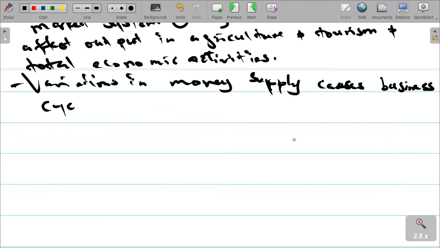I'm sure that you know that the ability of consumers to buy depends on their disposable income. If disposable income is less, households are not able to buy. So the availability of money in the economy affects supply and demand. So this also leads to business cycles again. We need to understand this.